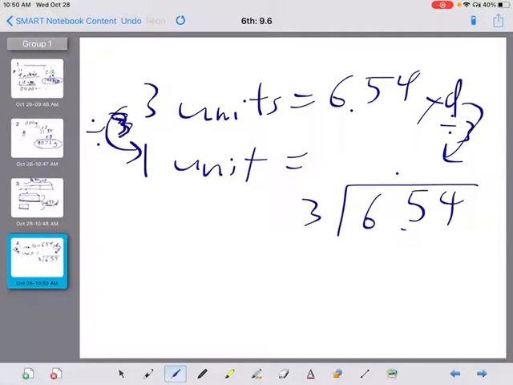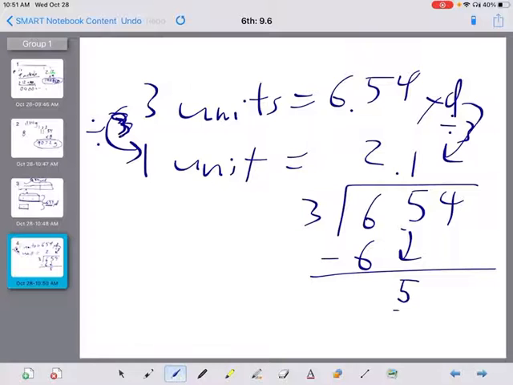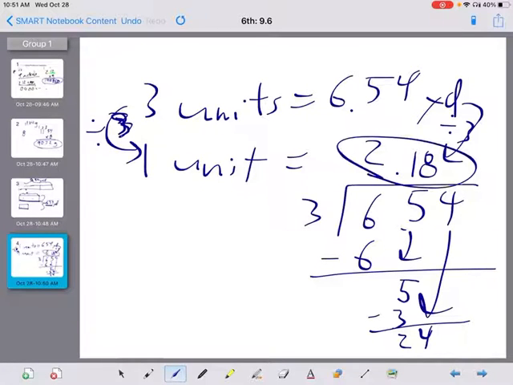3 goes into 6 2 times. 2 times 3 is 6. Subtract. This 5 drops down. 3 goes into 5 one time. 1 times 3 is 3. Subtract, drop down the 4. 3 goes in 24 8 times. Oh, look, we get the answer, exactly 2.18.